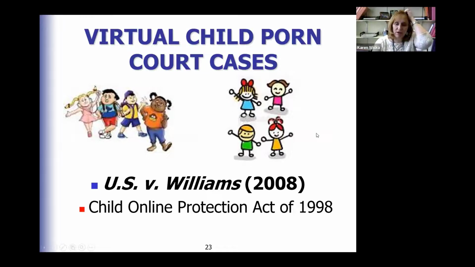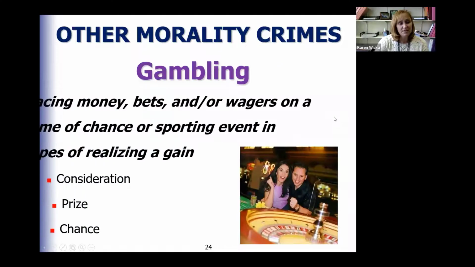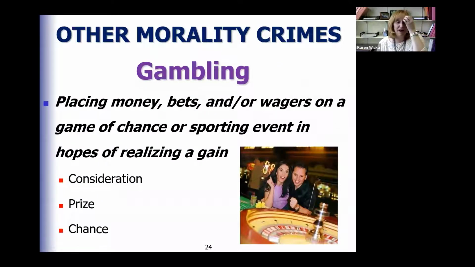So now we need to talk about a few more morality types of crime. So another crime that falls under morality is gambling. So gambling is placing money or bets or wagers on a game of chance or sporting event in hopes of realizing a gain. So in order to prosecute somebody for gambling, you need 3 specific things. Number 1, you need consideration.